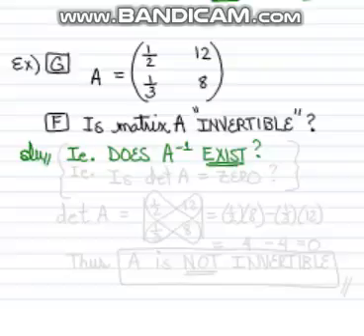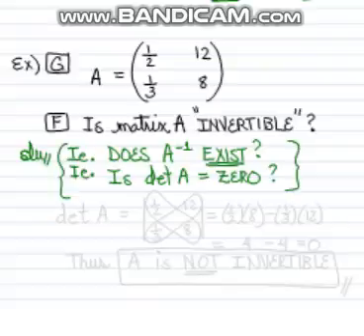But that's the same as saying, in other words, is the determinant of A equal to 0? Because you recall that if the determinant is equal to 0, then the inverse does not exist. Okay, so that's what we're going to check. We're going to check to see if the determinant is equal to 0. So let's write the determinant for A.